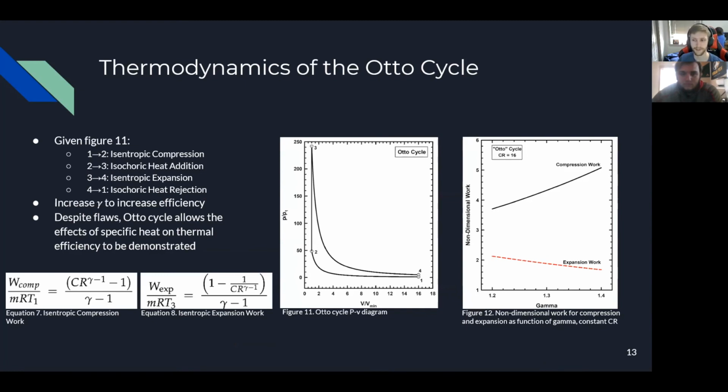Moving to figure 12, the effects of altering gamma can be seen through the expansion and compression work of a given compression ratio. The increase in gamma will increase the efficiency of the engine. Each of the compression work and expansion work equations are shown in figure 7 and 8 respectively, assuming a constant compression ratio. It's also worth noting that an increase in the compression ratio will typically allow the efficiency to be increased.